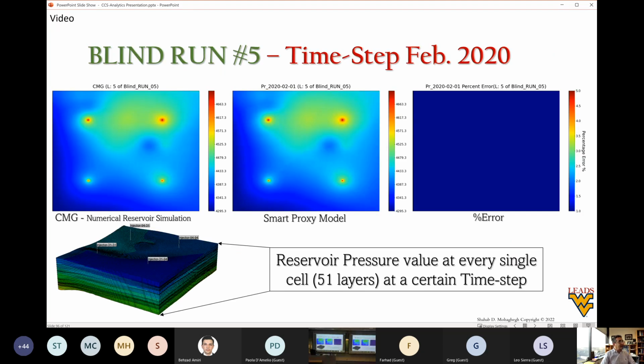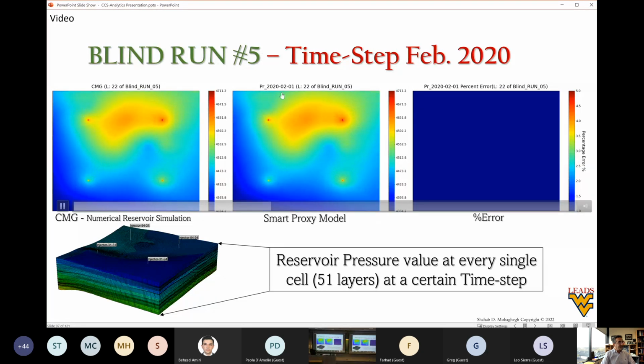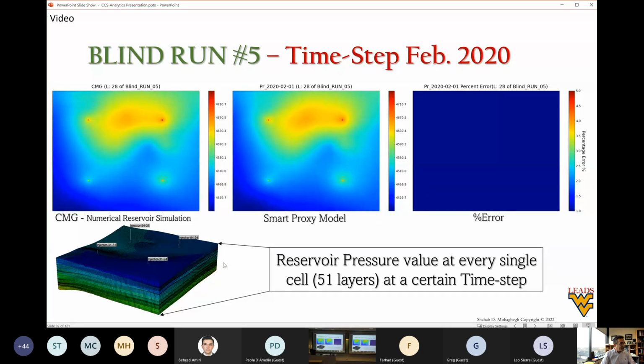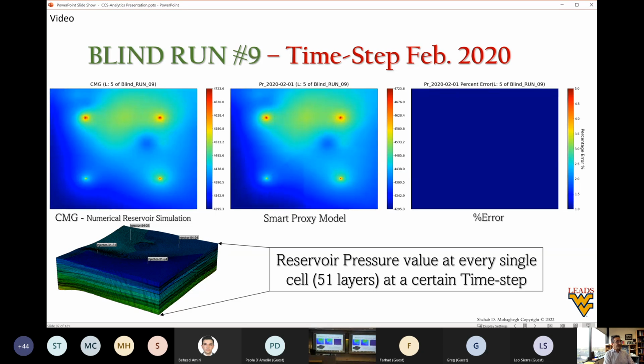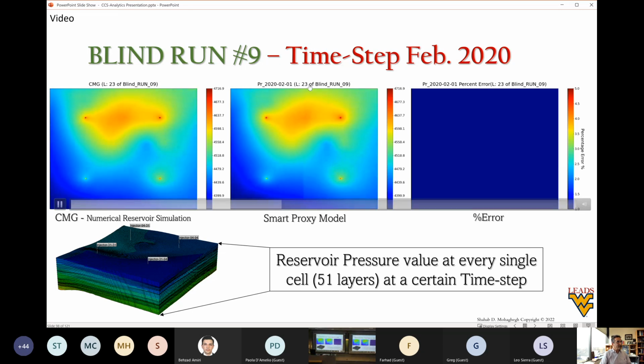What you see is blind run number 5, time step 2020, and this video is going through every single layer from top to the bottom. It went through the whole thing. Next one goes to another run for another time. This is run number 5, same time. It's going to go through all the layers. You can see the number of layers up here.